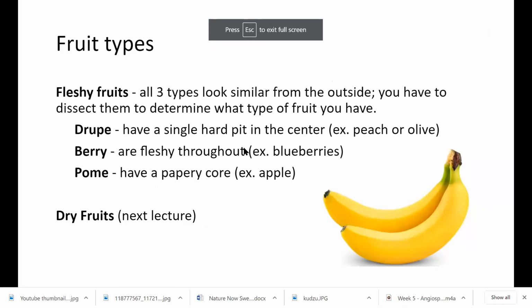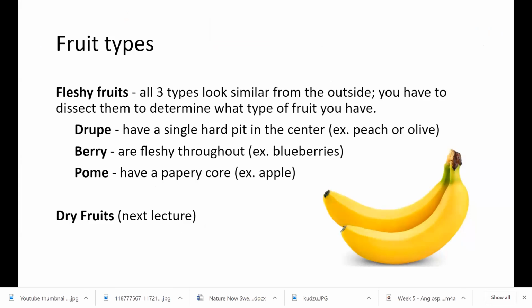So let's talk about fleshy fruits. That's our focus for today. All three of the types that we'll talk about today do look similar from the outside. So you really have to dissect them and look at the parts and determine what's what in order to determine what type of fruit you have. But basically a quick definition, and we'll look at examples of each of these in a little more detail.